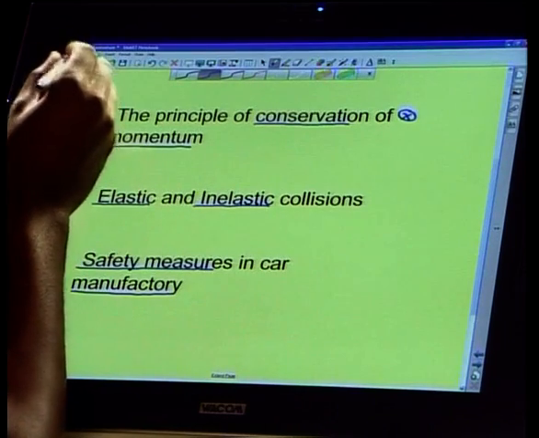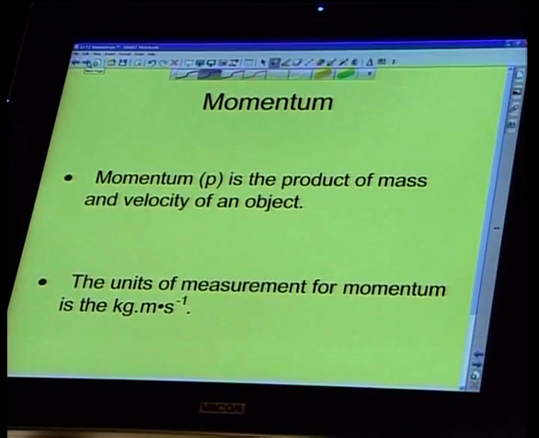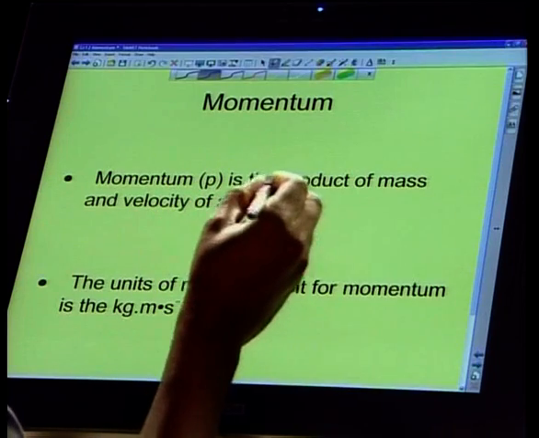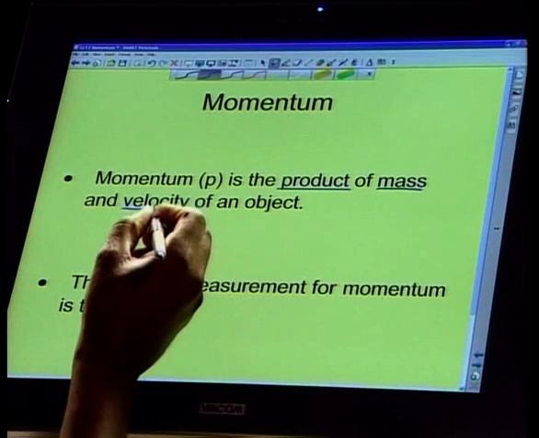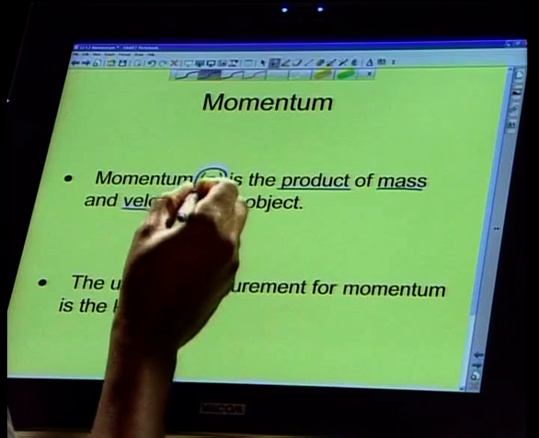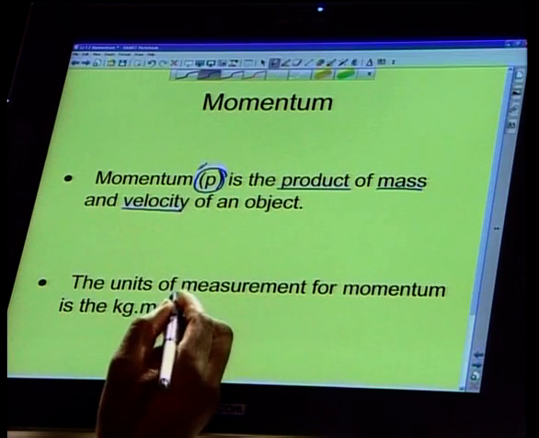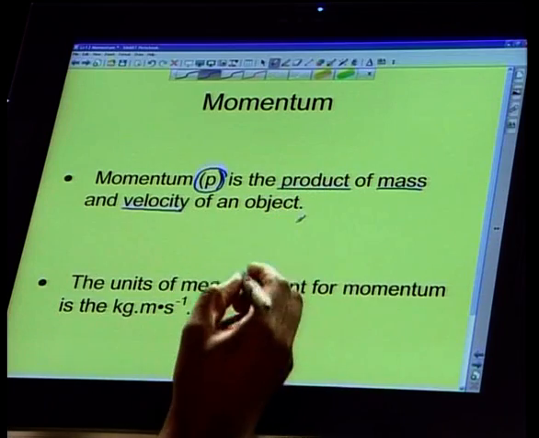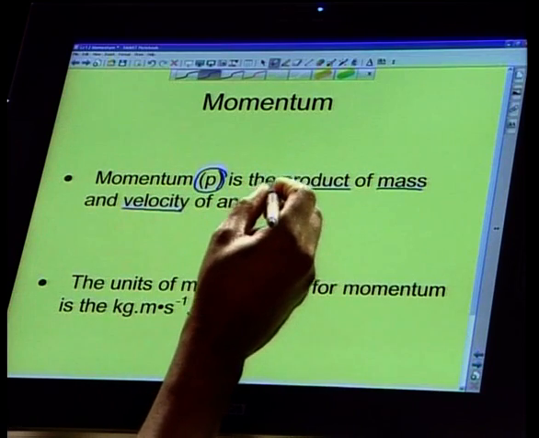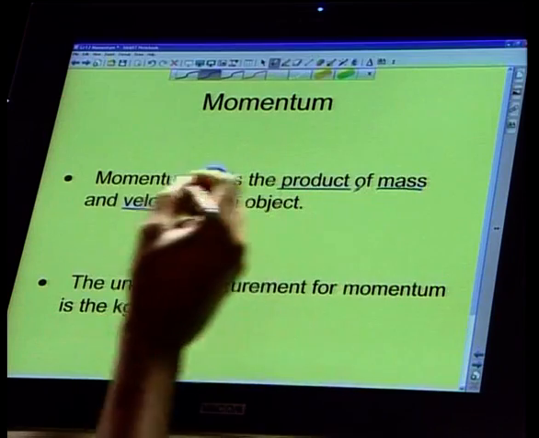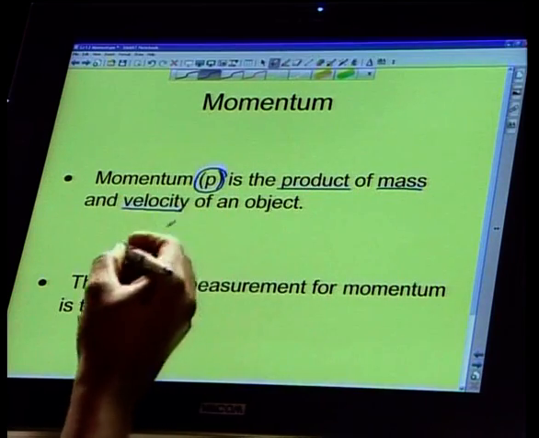Okay, now let's get the ball rolling. Momentum. What is momentum? Momentum is the product of mass and velocity, okay? And its symbol is small letter p. So we use small letter p for momentum. From the definition here of momentum, where we are told it is the product of mass and velocity, we can then write down the mathematical definition of this.